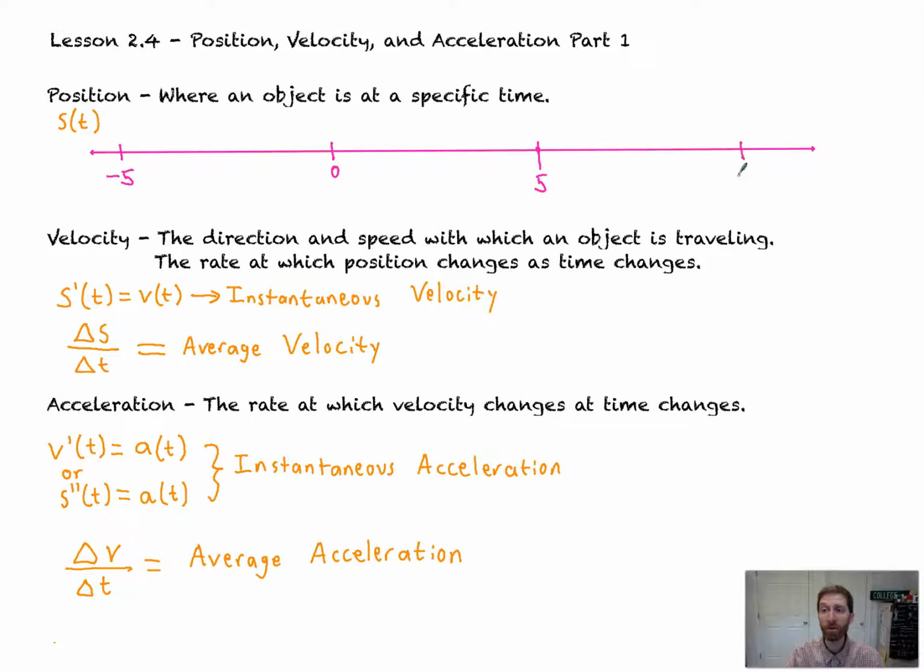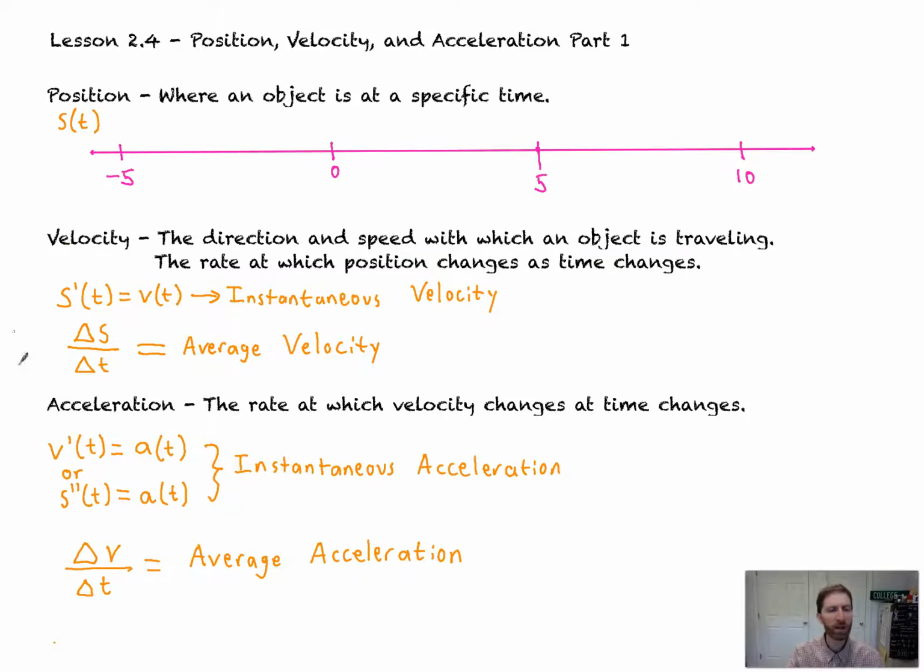You could put it all the way over here at 10. Its position would then be at 10. So I always joke around with my students, position is kind of like answering the question, where are you at? Right? So where are you at a certain time? That's what position answers. What then is velocity? Velocity is the direction and speed with which an object is traveling. What does that mean? Well, here's another way of putting it. It's the rate at which position changes as time changes.